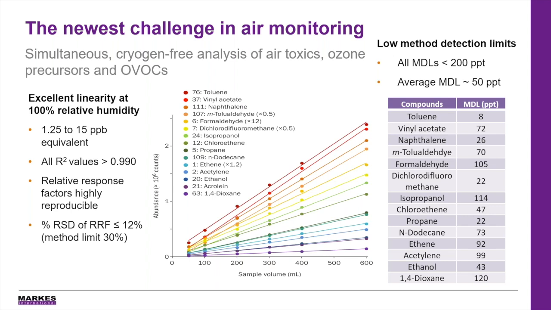Next thing to look at is the method detection limits. So all of the method detection limits here were below 200 ppt. The aim for this analysis was to have 500 ppt, so we're well within what was required. And actually, apart from a few outliers, the average method detection limit here is 50 ppt. So that's actually really close to what TO15A is asking for.